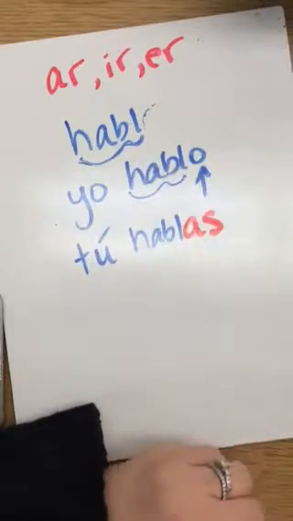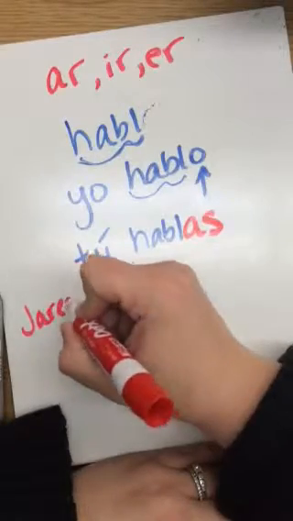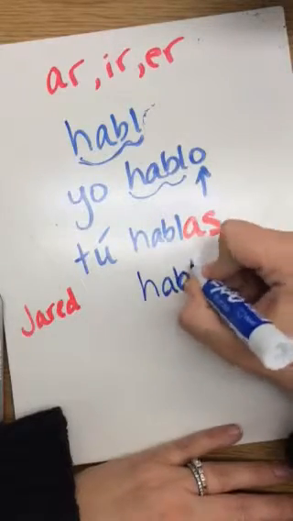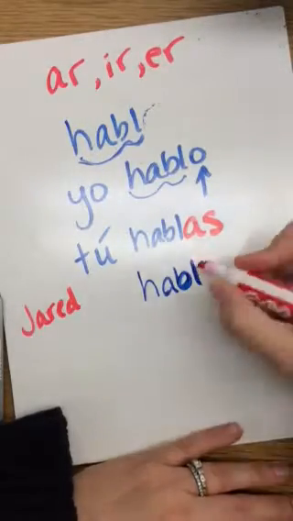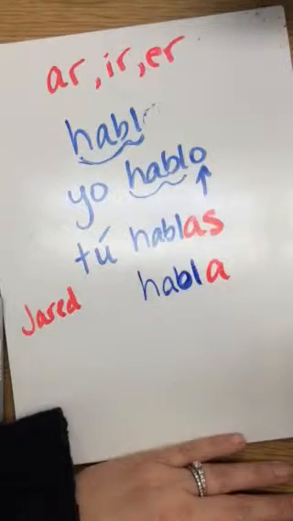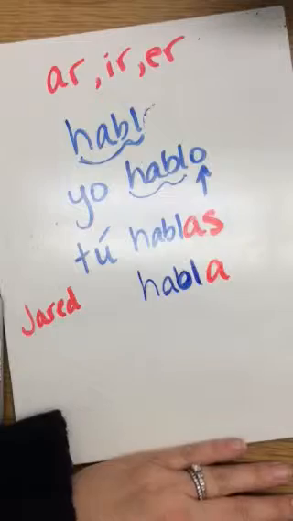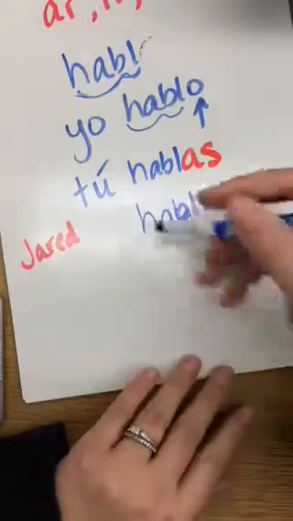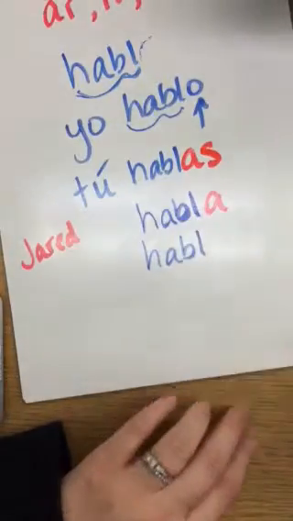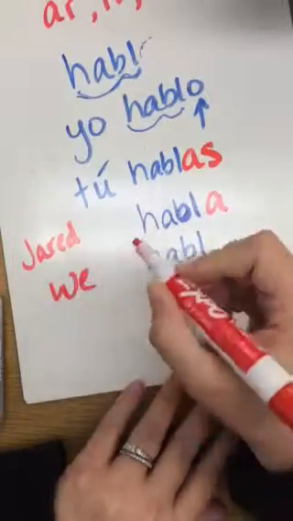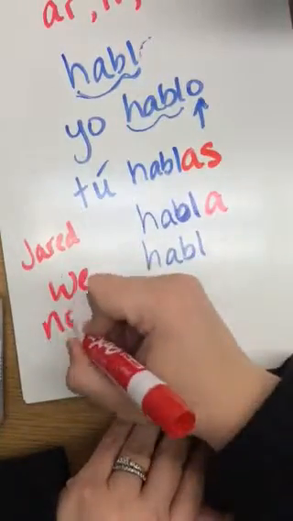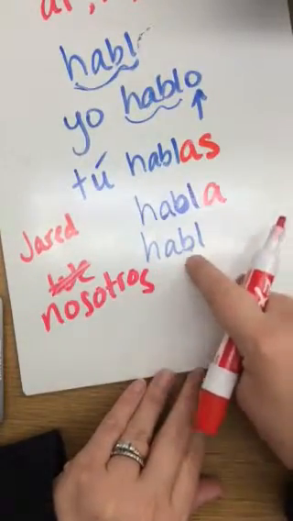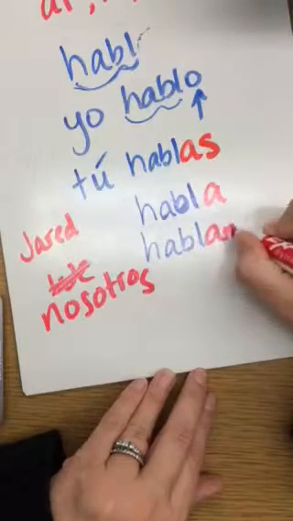If I want to talk about a person, like maybe I'm going to say Jared talks. Once again, I keep that stem of HABL, and I'm going to add the ending of A to let everyone know that I'm talking about he. He talks. Okay, same thing. I'm going to continue using my stem of HABL, but now I want to say we talk. Okay, nosotros. So, if I want to say we talk, nosotros, I keep that same HABL for talk, and now I'm going to add the ending of amos.